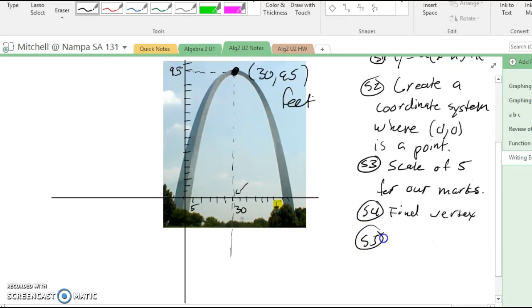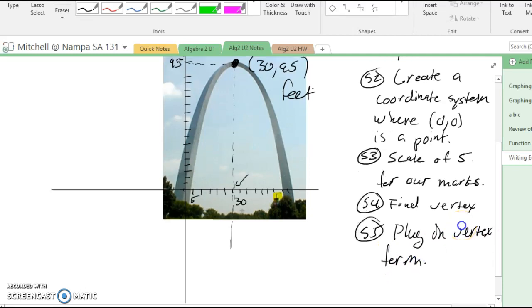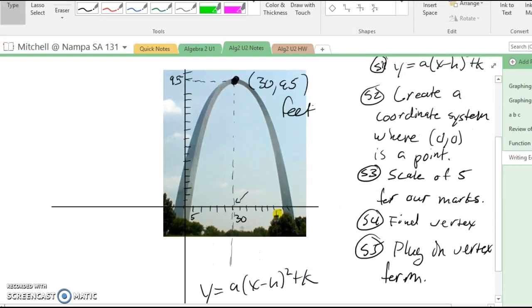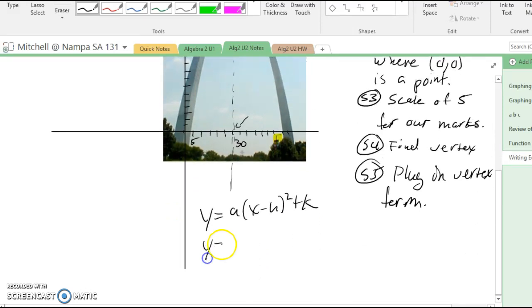So step 5 is we need to plug in vertex form. So we have vertex form, a(x minus h) squared plus k. And our vertex is right 30, up 95. So we have a(x minus 30) squared plus 95. The only issue is we need to find a. So step 6, we're going to find a.